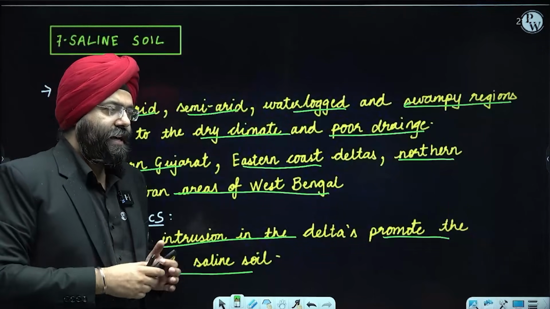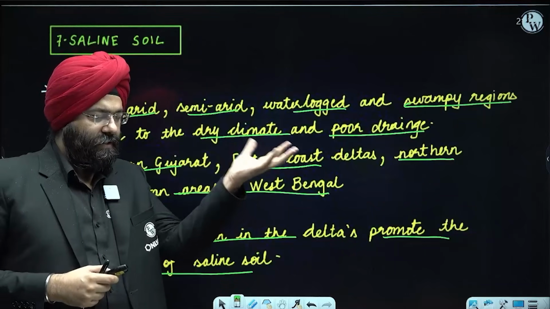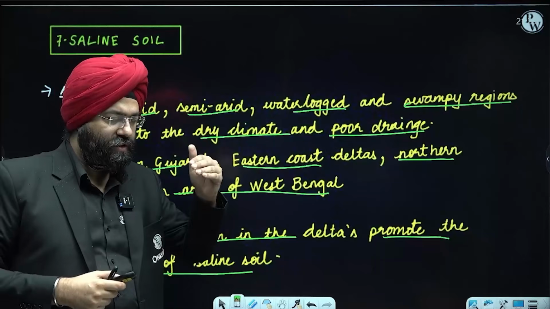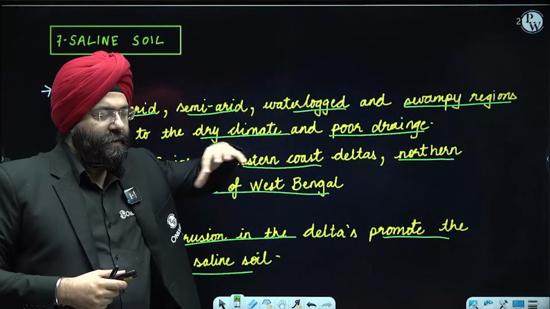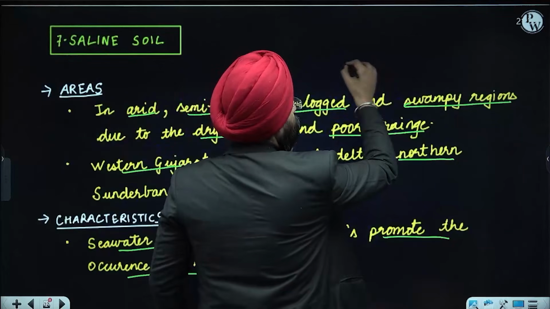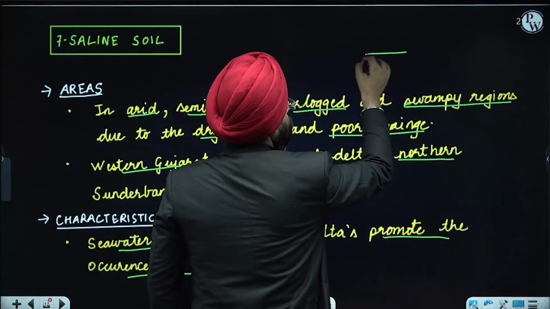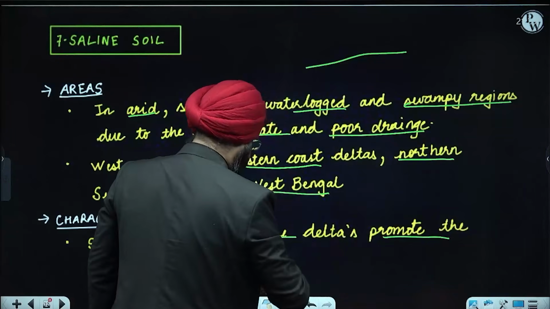So what happens? Based on that, very often the water gets stagnated in certain regions, because when the water comes, there will be certain regions where water becomes stagnant. Let us say this is a region that is present, and over here is your sea.